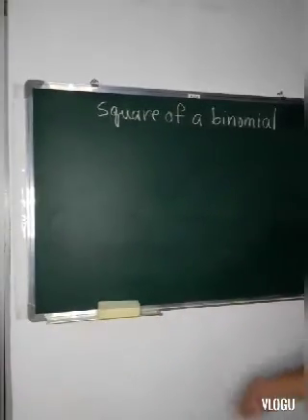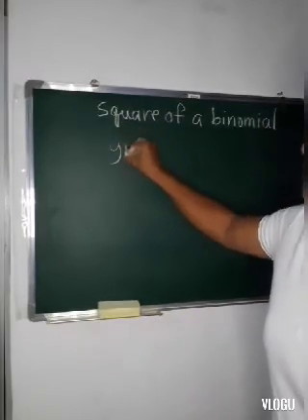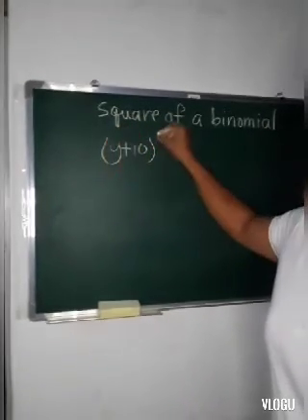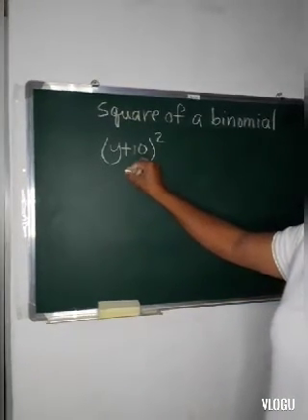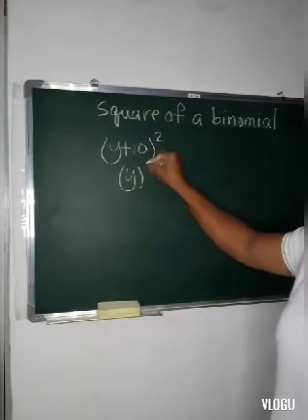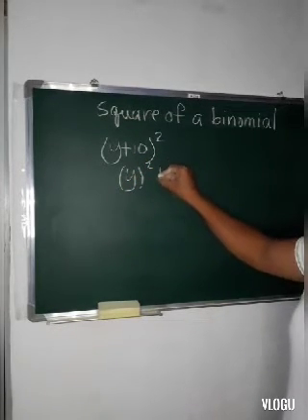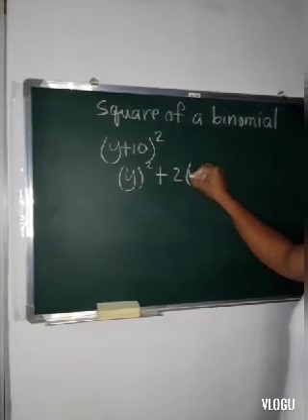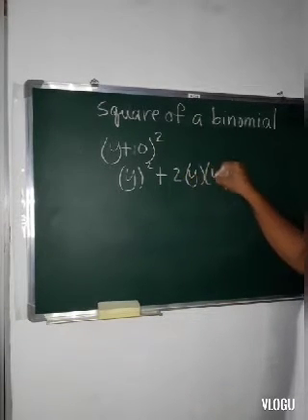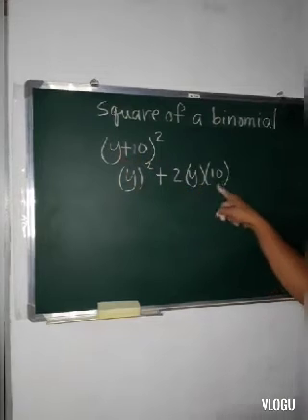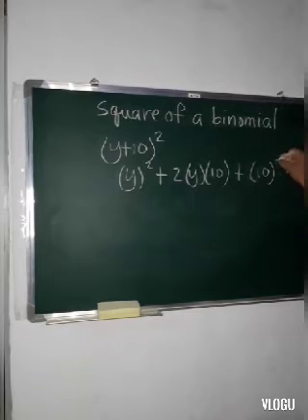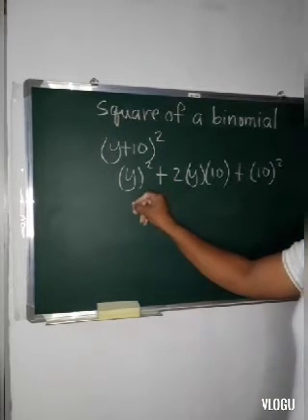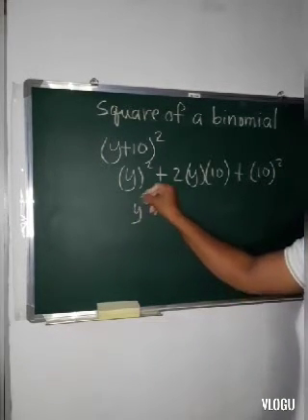We have (y + 10) squared. So for (y + 10) squared, you're going to square y: y squared. Next, twice the product of the first term and the second term, which is y and 10, plus the square of the last term, which is 10 squared. So y times y is equal to y squared.